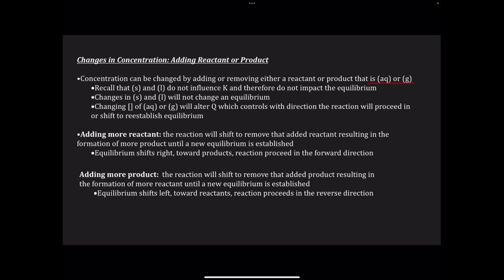So if we're adding something, whether it's a reactant or product, the equilibrium shifts away from what we added to use it up. So if we add reactant, we shift towards the products so that we form more product and use up reactant. If we add more product, we shift away from the products toward the reactant. So we're going to use product, and we're going to form more reactant.